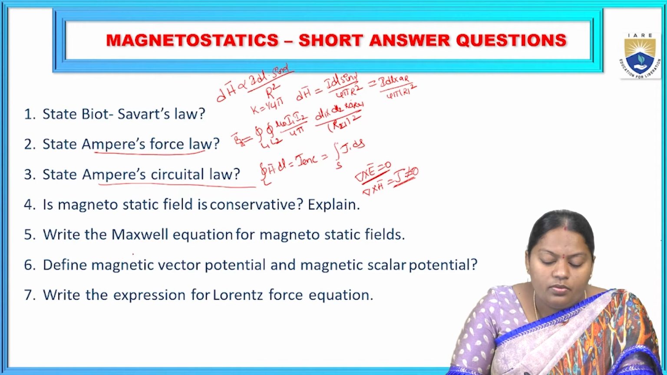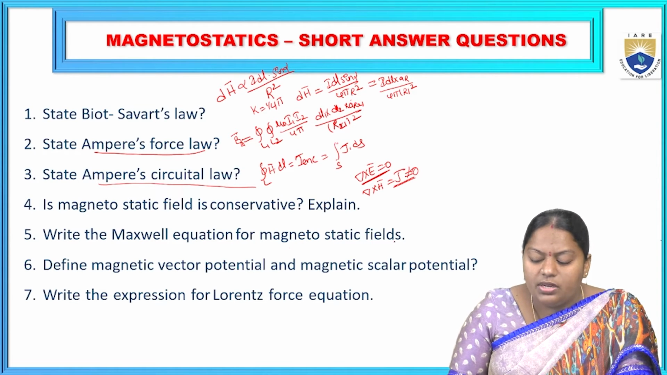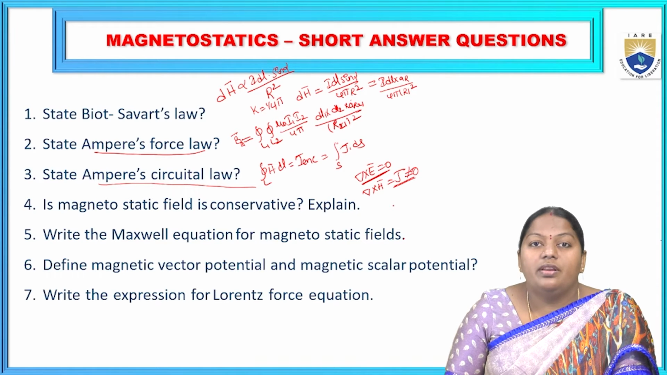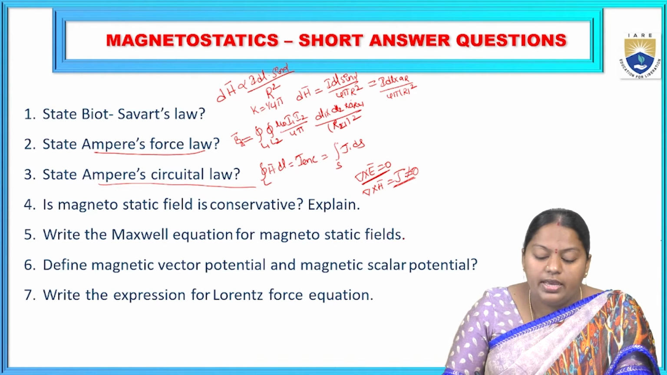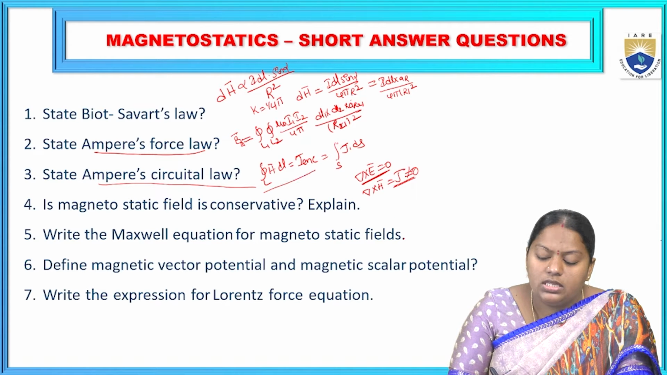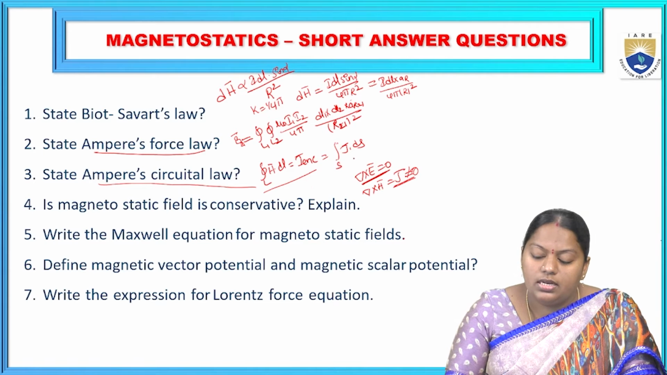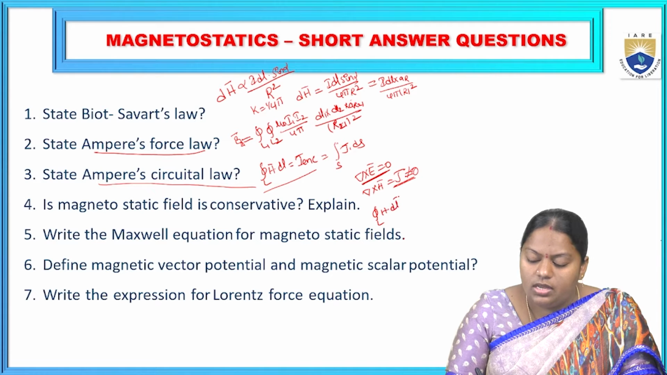Okay. Then write the Maxwell's equation for the magnetostatic field. One of the Maxwell's equations to be derived in magnetostatic fields is from Ampere's circuit law, which is given by the closed line integral over L of H dot dl equal to I enclosed, or the integral over S of J dot ds. So the integral form of the Maxwell's equation means the closed line integral of H dot dl is equal to the surface integral of J dot ds.